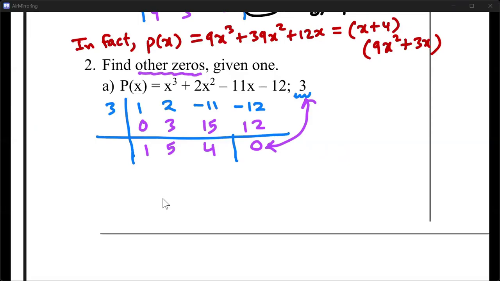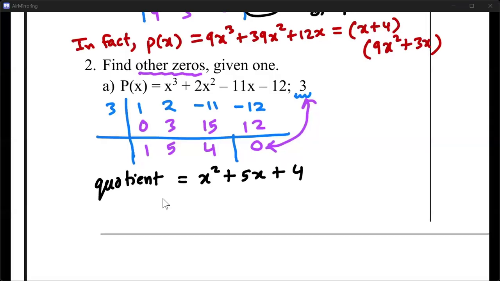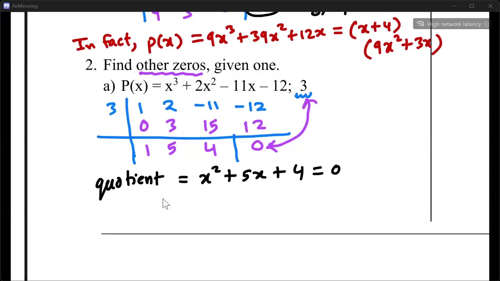For that, look at the quotient, which is x squared plus 5x plus 4. And set that equal to 0. Because the divisor is x minus 3, that has given you the zero, 3. The quotient will give you the other zeros.